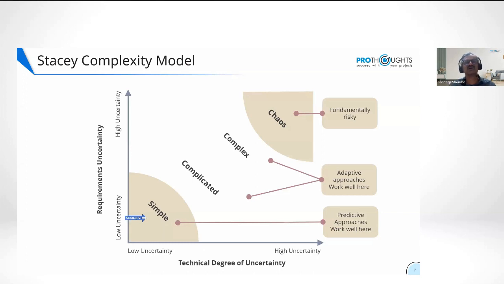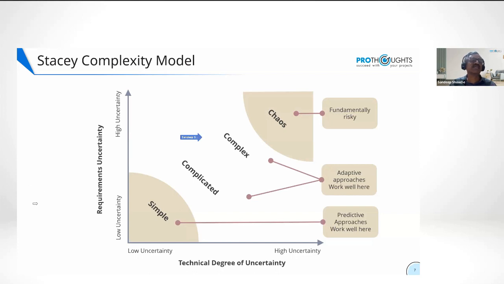If I know what to do and how to do it, then why bother about experimenting? If I don't know what to do, and if I don't know how to do it, both very uncertain, then it's chaos. It's like a go/no-go decision. You've got to go back to your sponsors and ask them, do you really want to do this? But there is this large white space in the middle where there is moderate uncertainty about requirements and technology, where perhaps agile can play a role, or adaptive approaches can play a role.